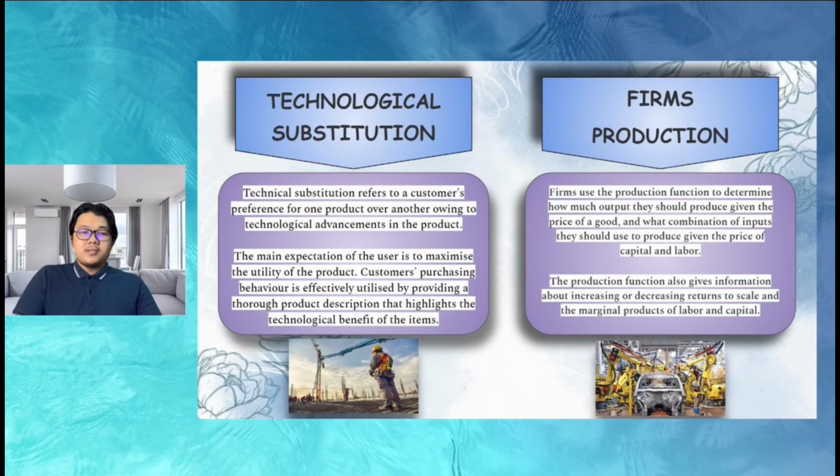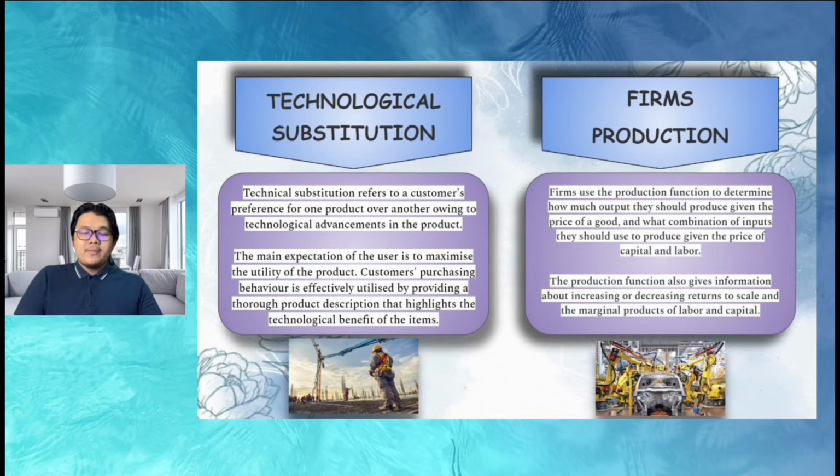First, what is technological substitution? Technological substitution refers to the customer preference for one product over another owing to technological investment in the product. The main expectation of the user is to maximize the utility of the product. Customer purchase behavior is effectively utilized by providing a true product description that highlights the technological benefit of the item.